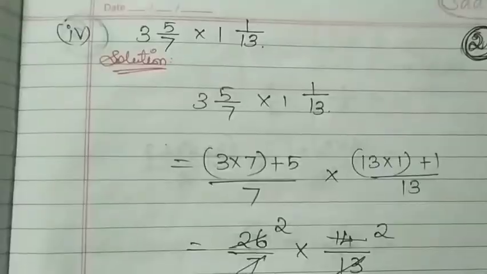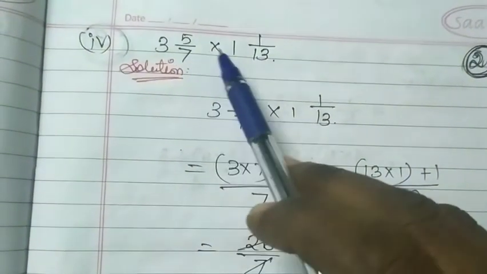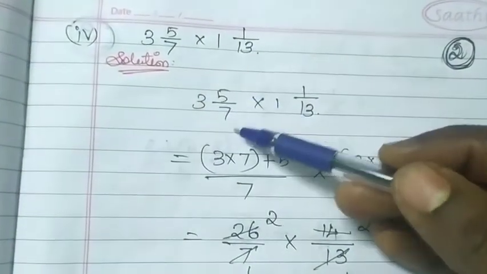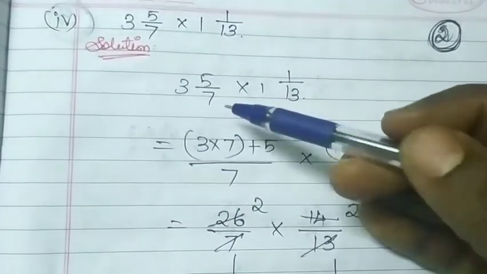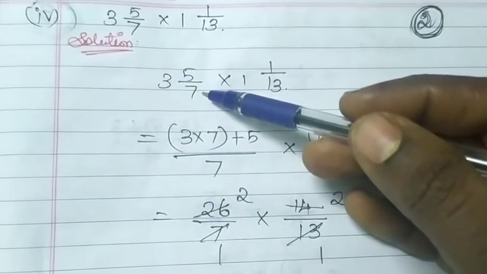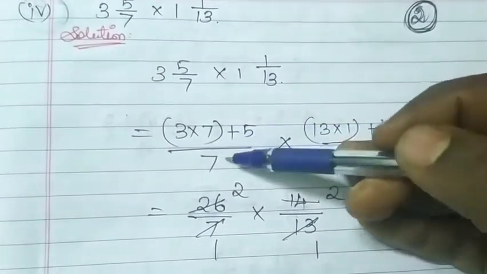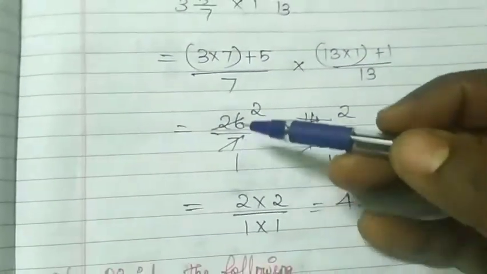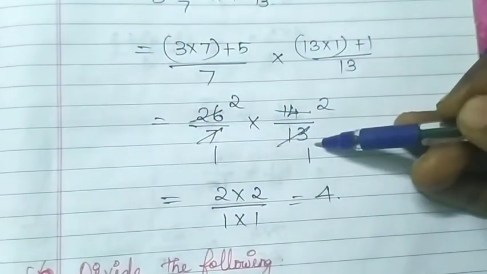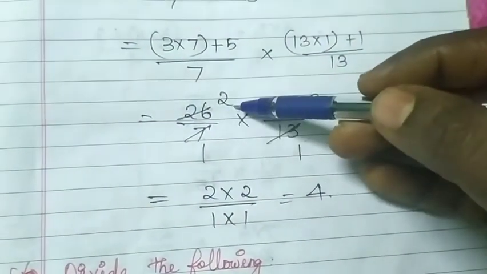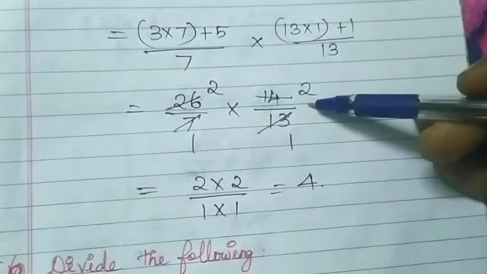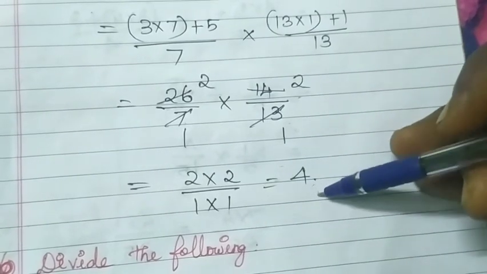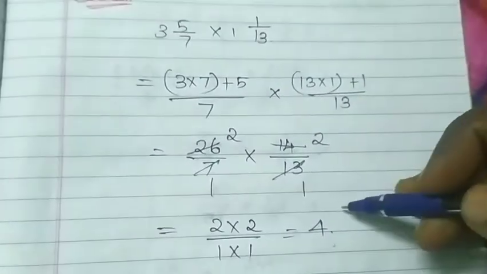See the fourth one, 3 5 by 7 into 1 1 by 13. So the mixed numbers are changed into improper fractions: 3 into 7 plus 5 by 7, and 1 into 13 plus 1 by 13. So 26 by 7 into 14 by 13. Here 1 13 is 13, 2 13s are 26, 1 7 is 7, 2 7s are 14. So 2 2s are 4 by 1 into 1, which is 4. Finally we get the answer 4.